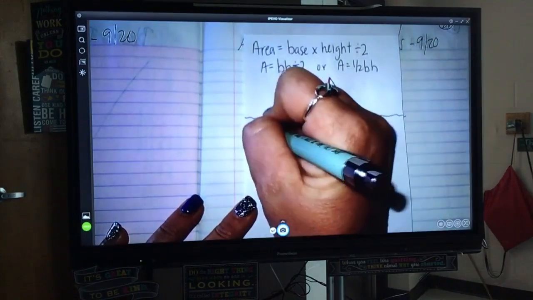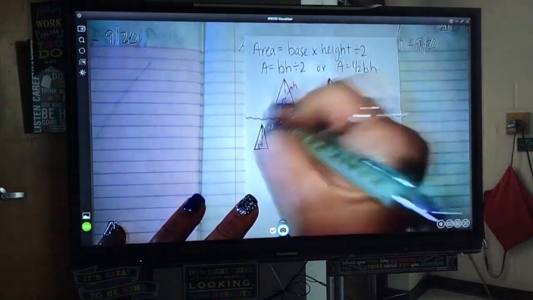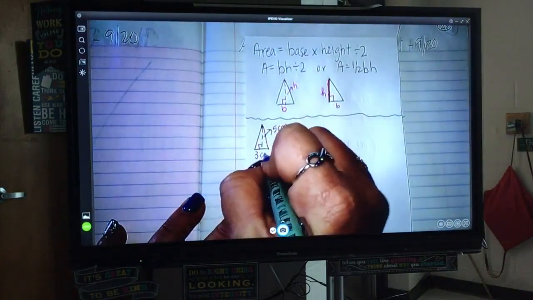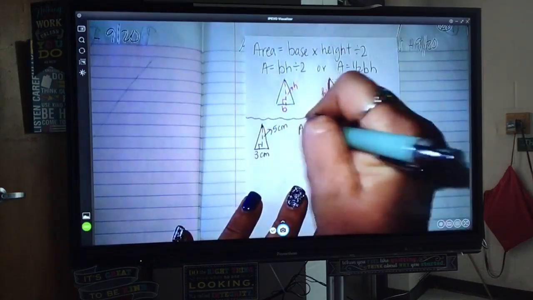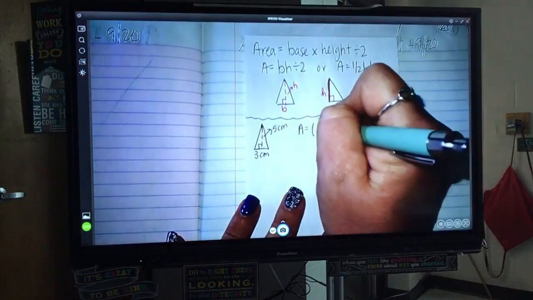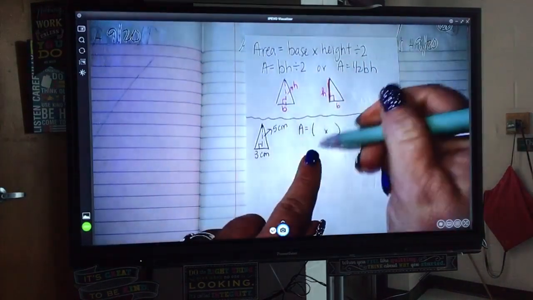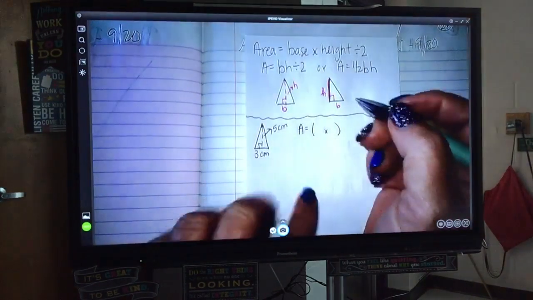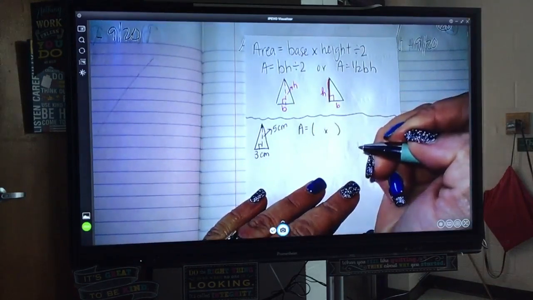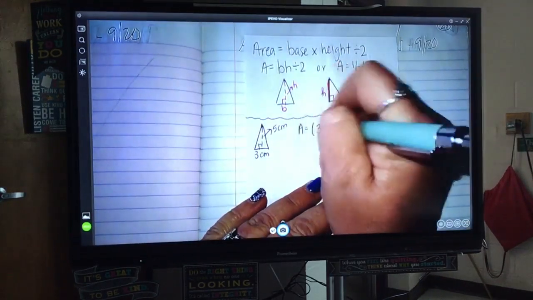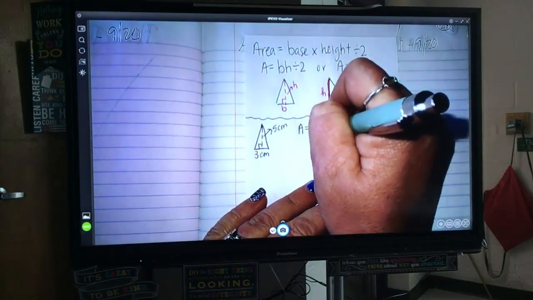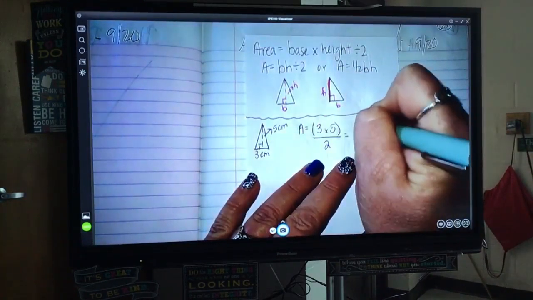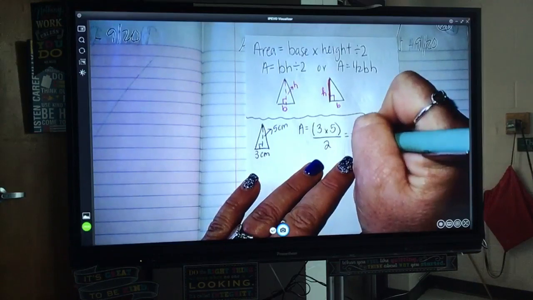So, the first example that we're going to do, A equals... What 2 numbers go in here? What 2 numbers go in there? Caroline? It's 3 on the first and then 5 on the other. Okay, so we have 3 times 5 divided by 2. What is 3 times 5? 15. We're going to divide that by 2.